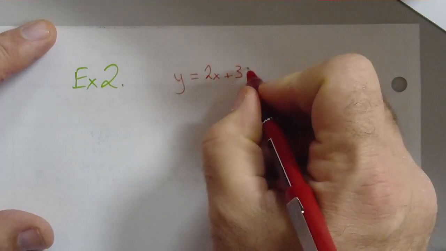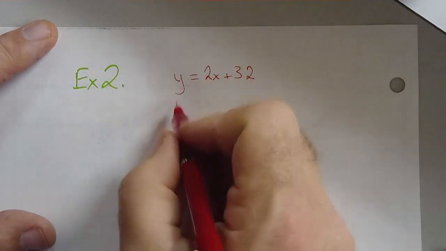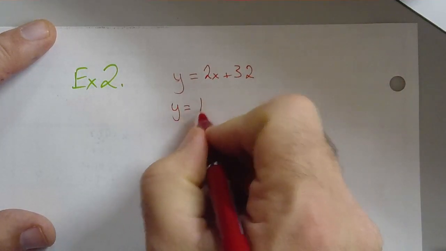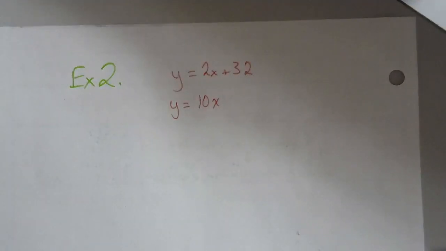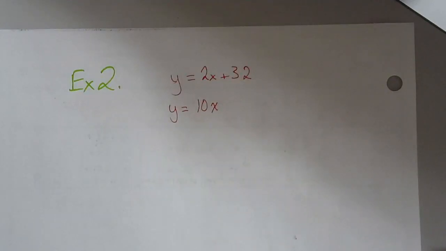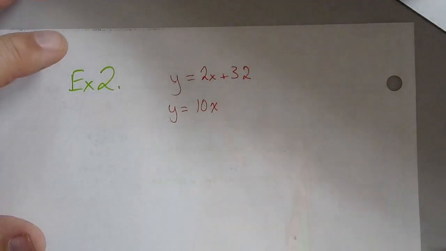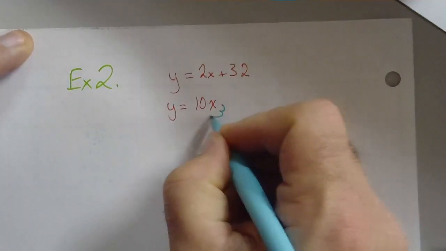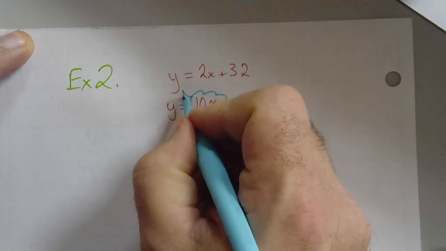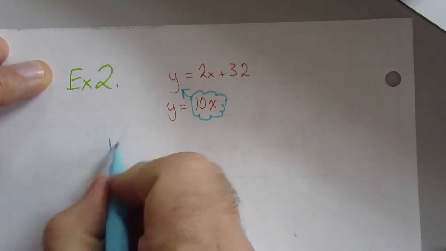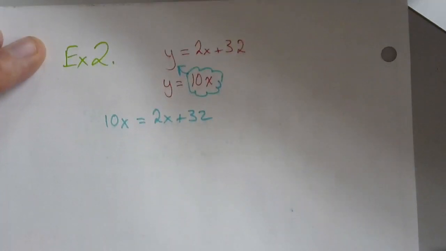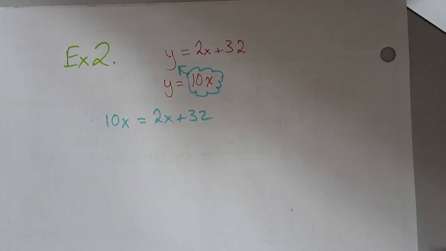I'll do y equals 2x plus 32. And then y equals 10x. Well, that's kind of exciting. Okay, so I only put one term here. Let's see what happens. We've got to take one of these expressions and put it into the other equation. So for this, I'm just going to take this one and put it right there. So I'm going to rewrite that as 10x equals 2x plus 32. That's pretty straightforward. Now we're just solving.